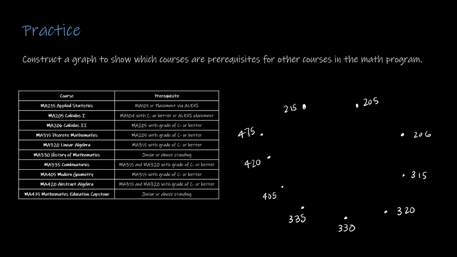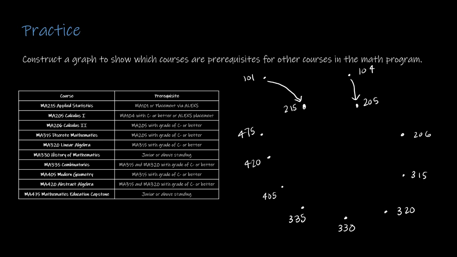So let's start at the top to make sure we get everything. MA215 has a prerequisite of MA101. Now, MA101 is not in my program, but it is a course that is a prerequisite, so I would have a directed edge. Then MA205, again, you need MA104, which is trig. So don't take calculus without trig, please. And again, I would direct it.